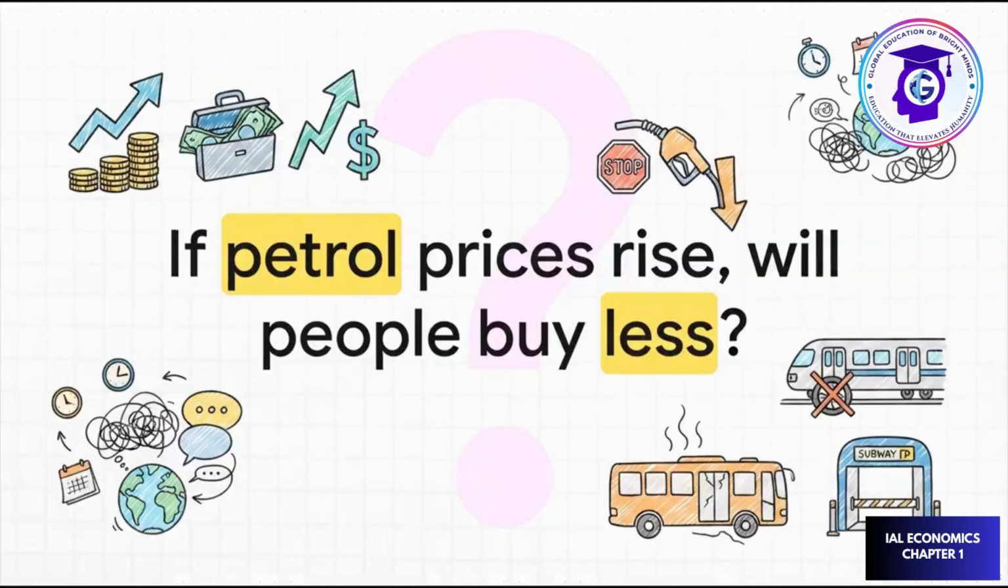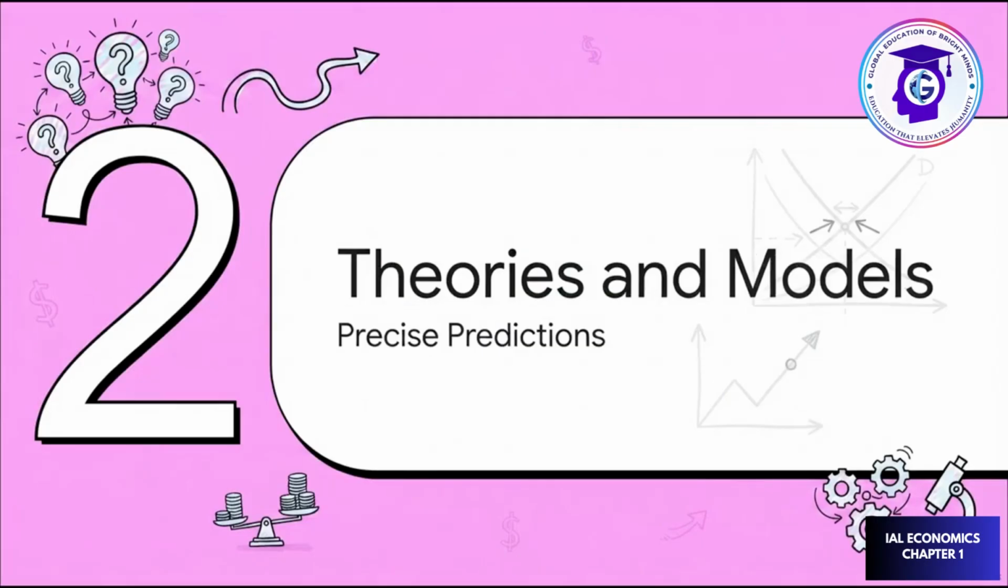Let's actually pause here for a quick mental exercise. Imagine the price of petrol increases. Will people definitely buy less petrol? What else could change at the exact same time to totally mess up our prediction? Think about this for a second. Well, what if people's incomes went up drastically right at that same moment? Or what if the public transport system suddenly broke down, forcing literally everyone to drive? Because all these other factors are constantly moving out in the real world, it makes perfectly controlled experiments pretty much impossible for economists.